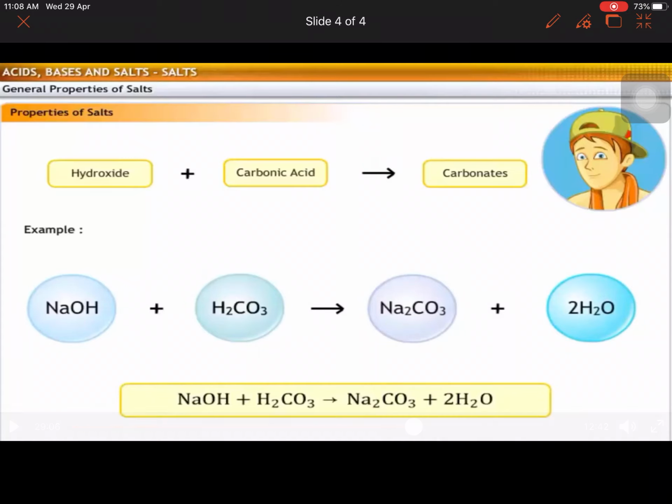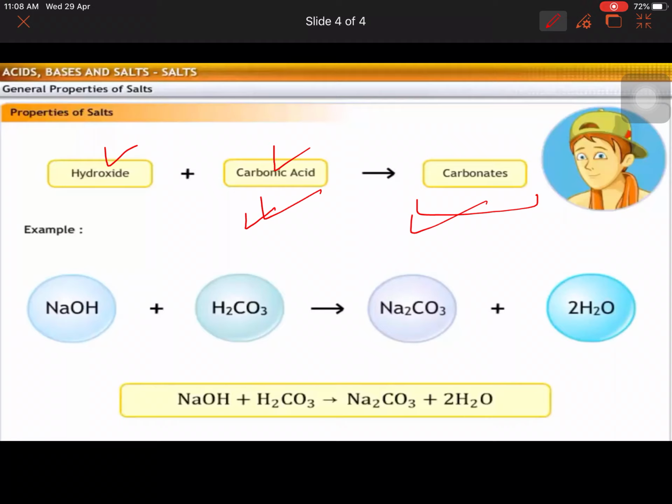You can write down the reaction. Hydroxide, when it reacts with carbonic acid, gives carbonate, right? So whatever the acid taken, the name of the salt will be according to the acid. Whether it is carbonic, then carbonates. If it was sulfuric, the salt became sulfate. Whether it was hydrogen chloride, HCl, hydrochloric, the salt became chlorides, right?